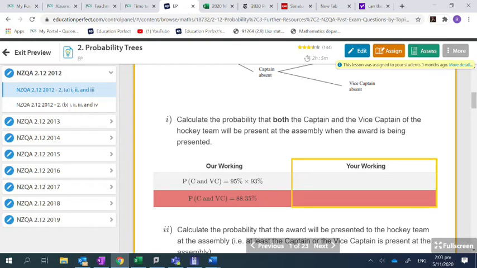88.35. Now again, remember, in probability, the probability statement is key. If you don't write this business here and you just put the number, it's not correct. You need to write the probability of the captain and vice captain is. Right? So on all probability questions, you answer it with a probability statement. Okay? If you don't, it's not good. Okay? All right.